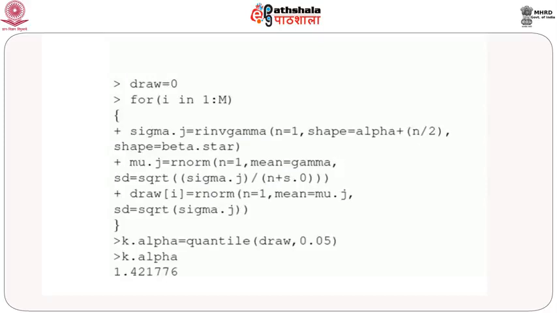Next we write the loop and follow the method as mentioned before, and we draw samples from the posterior predictive distribution. We basically draw 10,000 observations from the posterior predictive distribution using the alternative method, and the empirical quantile of the observations we denote by k dot alpha. So, this is what the k alpha value looks like. We saw that this is how we can draw samples from the posterior predictive distribution, and we can also find the empirical quantiles and the HPD credible set using R.